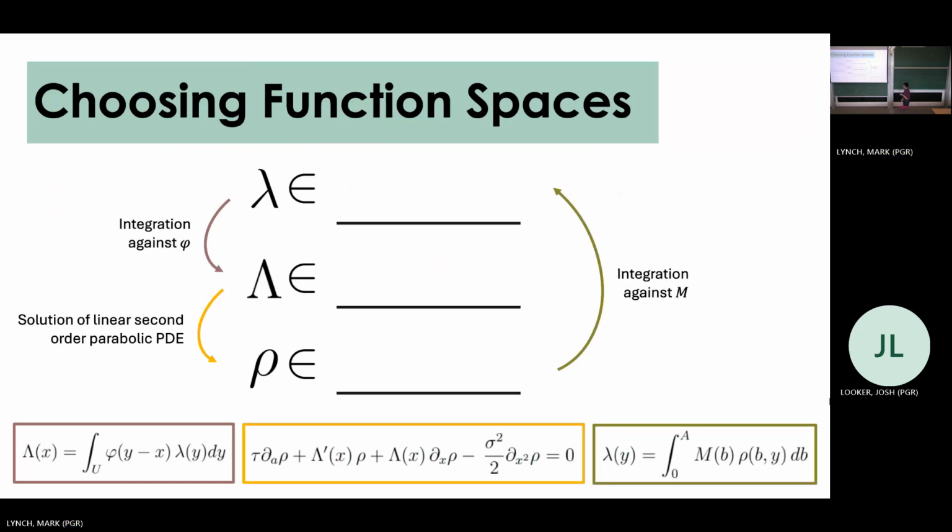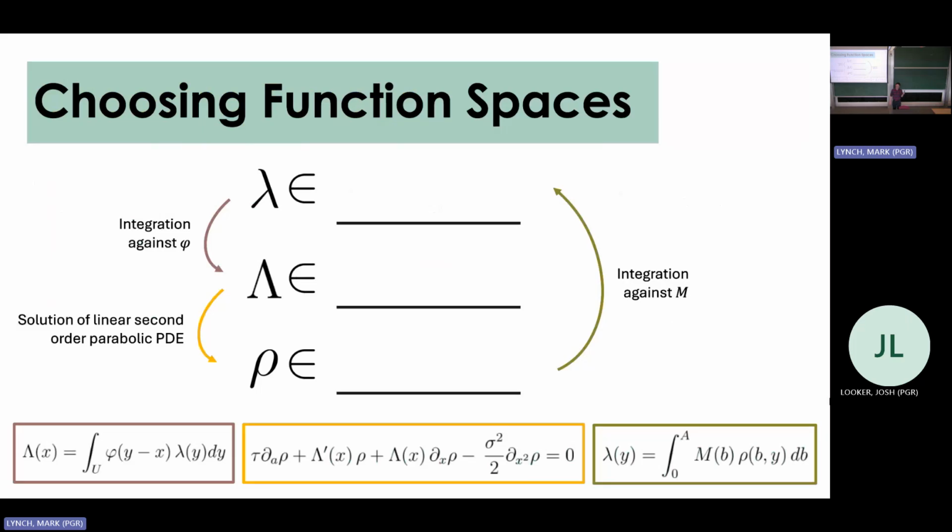Okay. So I spent a lot of my time trying to work out what these function spaces should be, and to make sure that this mapping back and forth is consistent. The short version is capital lambda and its derivative appear as coefficients in the PDE. So they both need to be kind of nice. We need to be able to differentiate capital lambda with respect to x.